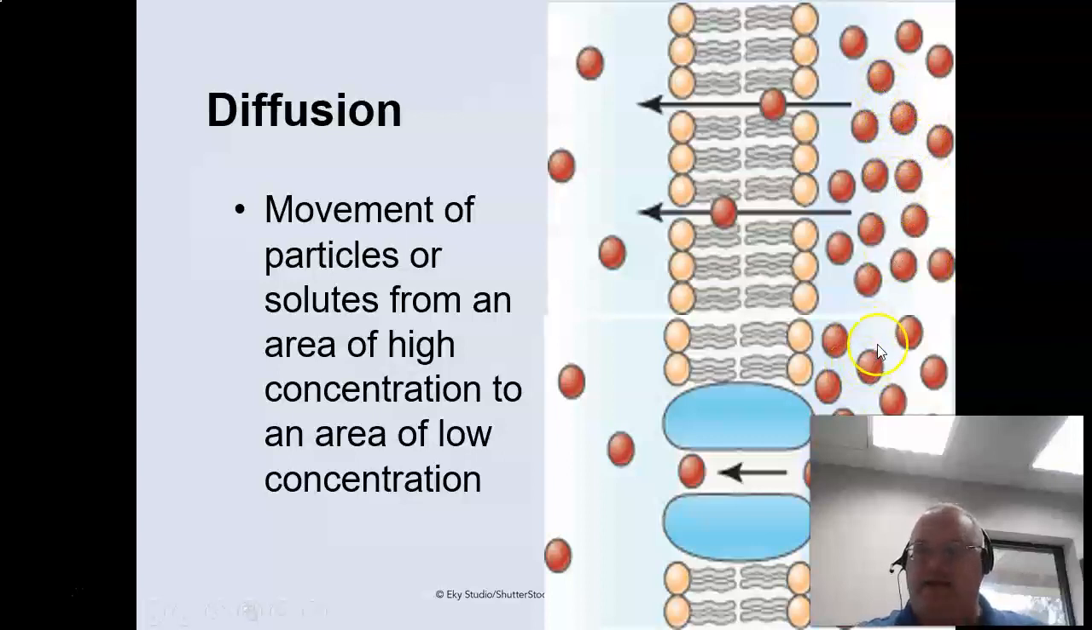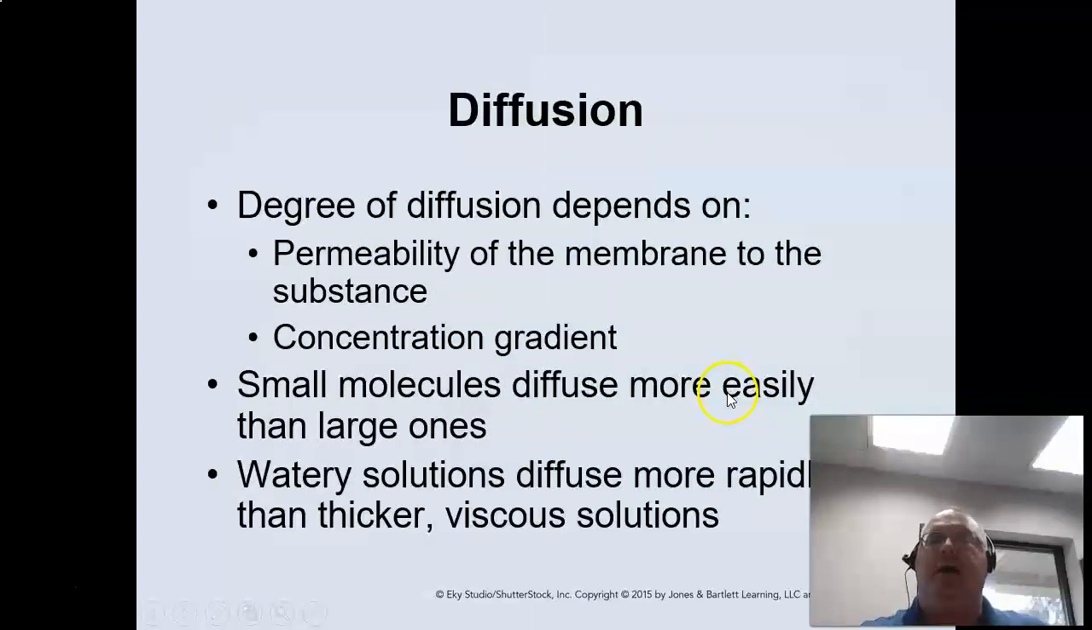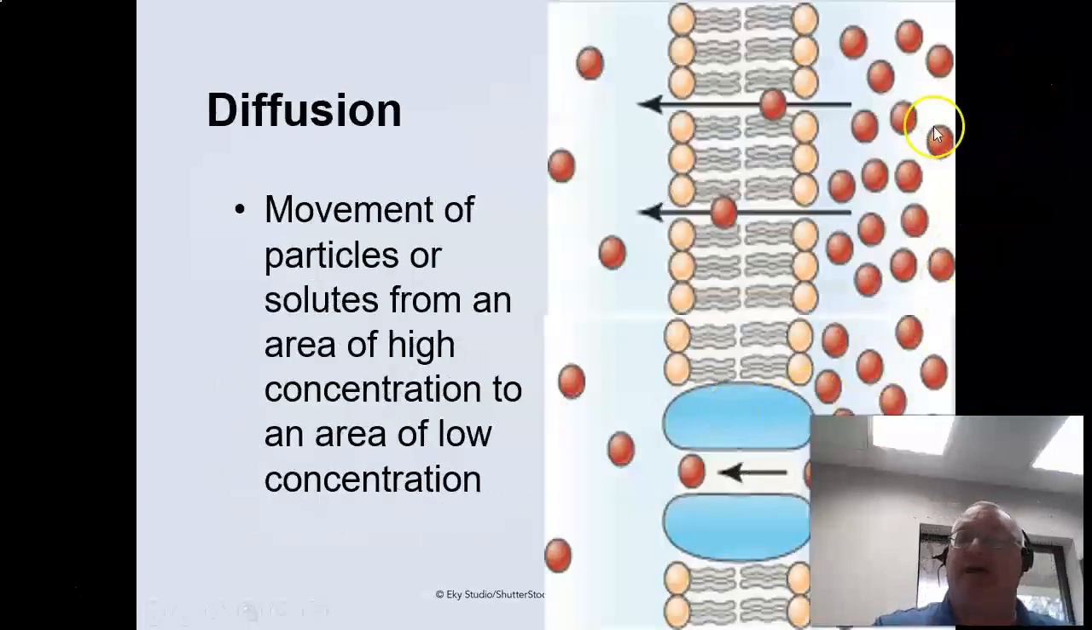All of these guys out here want to equalize, but this is where the membrane only lets a little bit of them through, or it lets them in through a channel, okay? Now, again, it kind of depends on the permeability of the membrane, and how much of the concentration is sitting on the outside. If this is really concentrated, it's going to flow through there a whole lot easier, okay?